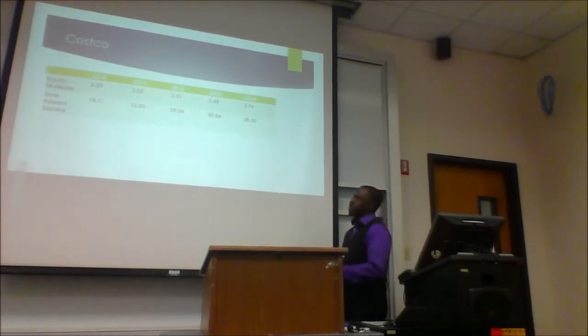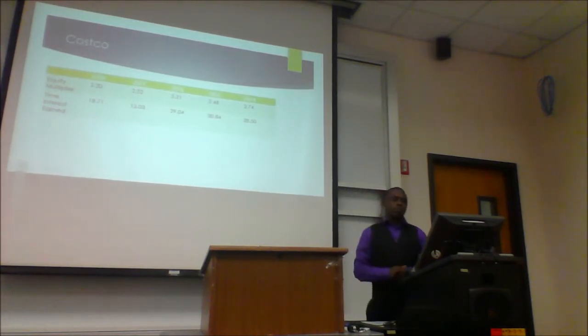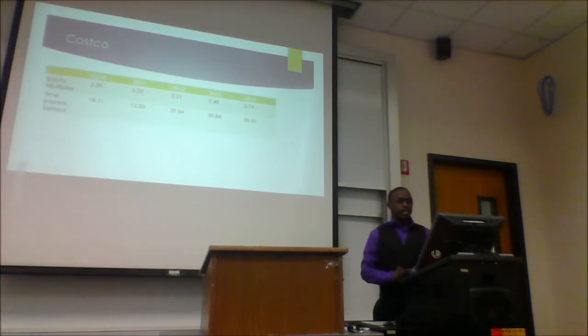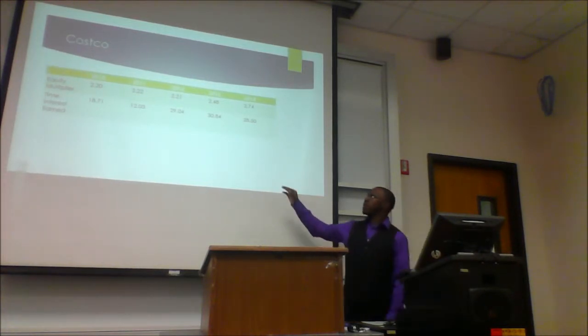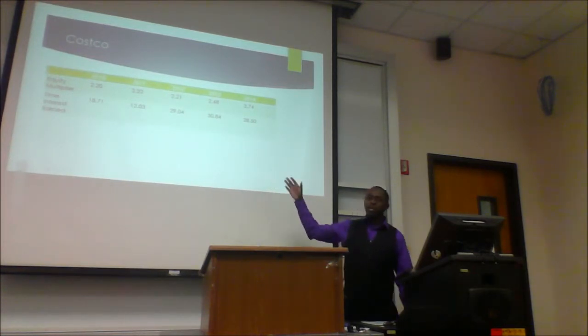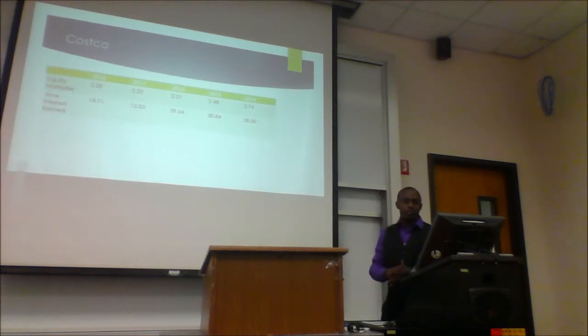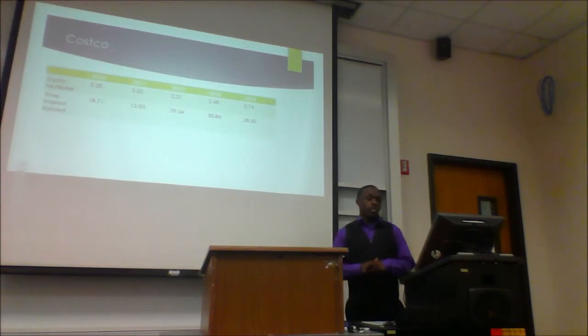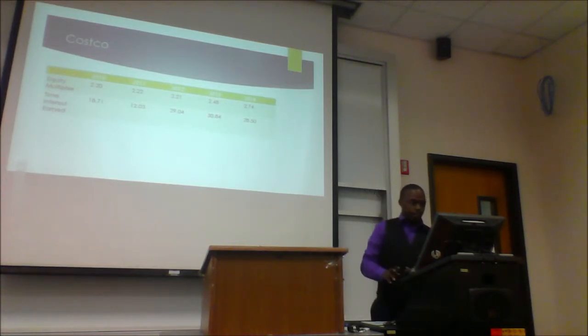For Costco, in 2012 the equity multiplier was 2.21, and each year it increased. It didn't increase a lot, but it increased. The times interest earned in 2012 was 29.04. It increased in 2013 to 30.84, which is a good thing, and it decreased in 2014 to 28.50.